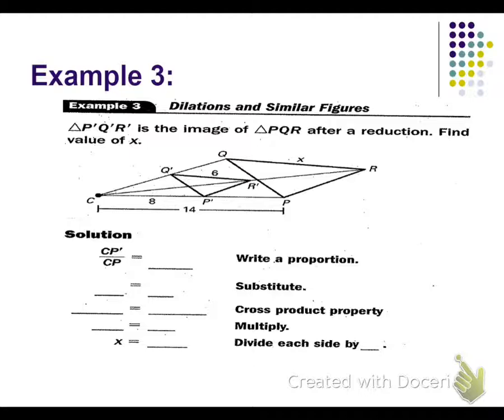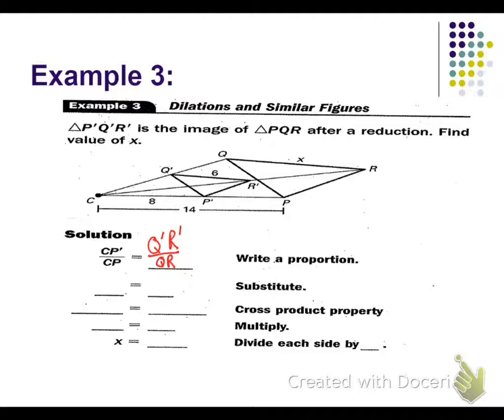Is QR the original or is it the image? It's the original because there's no primes. So that means that goes in the denominator. So we have here QR goes in our denominator. And we have to relate it to the image. So if you look on the picture, which one is going to be the image of QR? Yep, Q prime, R prime. So we are just relating the two, our original and our image, in reference to which one has the X.